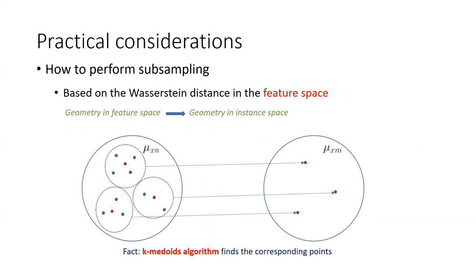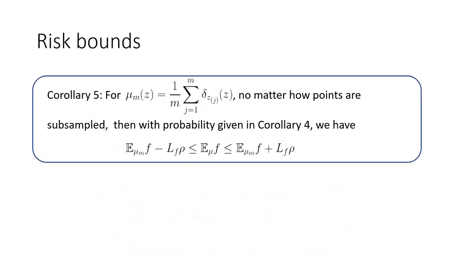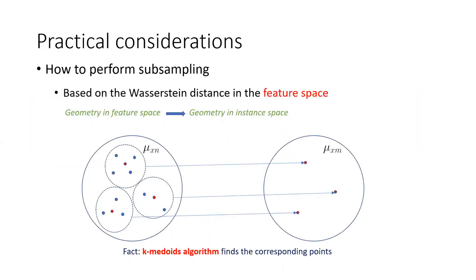How do we do the subsampling? We have seen that even in the worst case, we can have this result. But can we possibly do better? And under what conditions can we do better? Based on this idea, we assume that if the geometry in the feature space can well approximate the geometry in the instance space, then we can use the Wasserstein distance in the feature space to do subsampling.